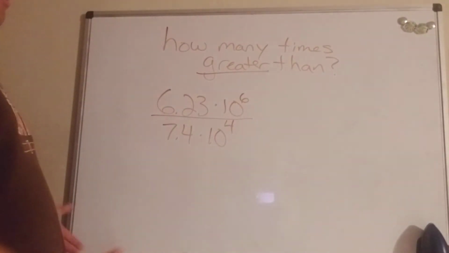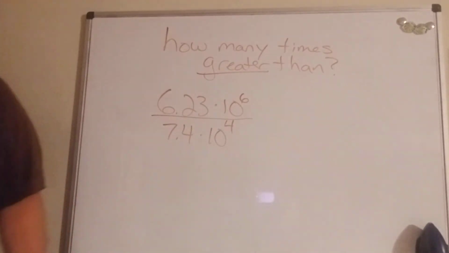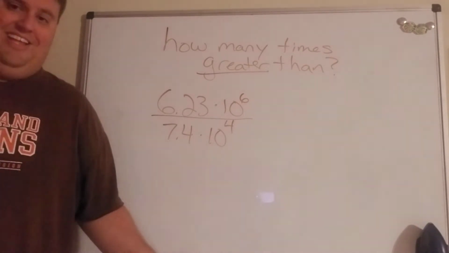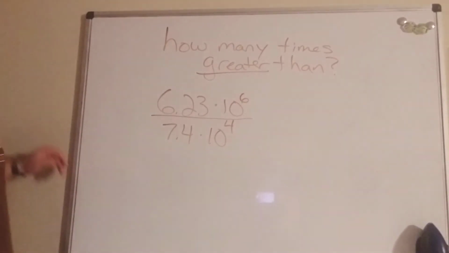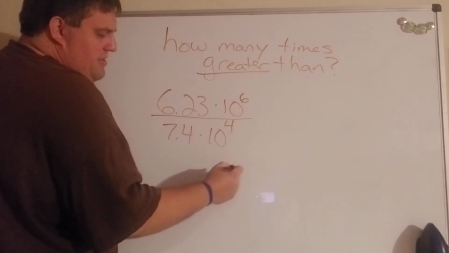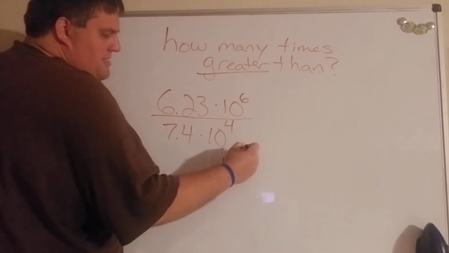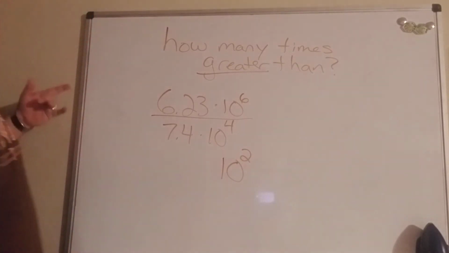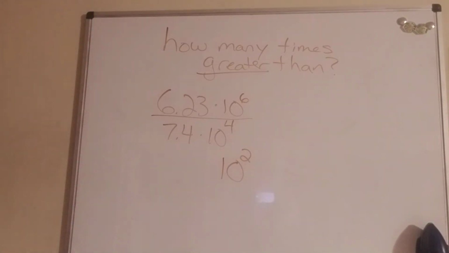And then from there, it's stuff that we know how to do. Well, hopefully we know how to do, right? From there, we're going to keep our base. We're going to subtract our exponents. That in this case would be 10 to the 2nd. And then those numbers, I got to grab a calculator. Those numbers out in front is just our division, right?